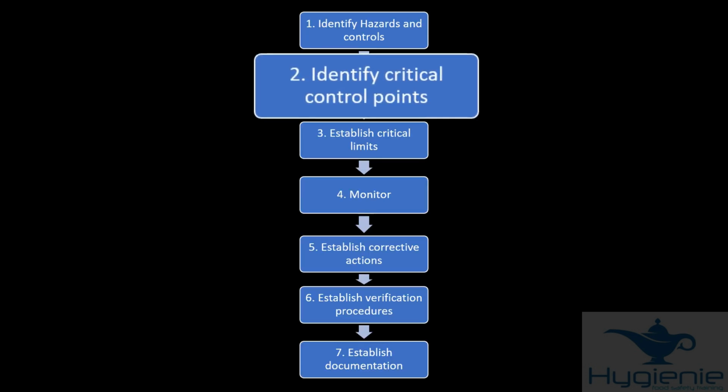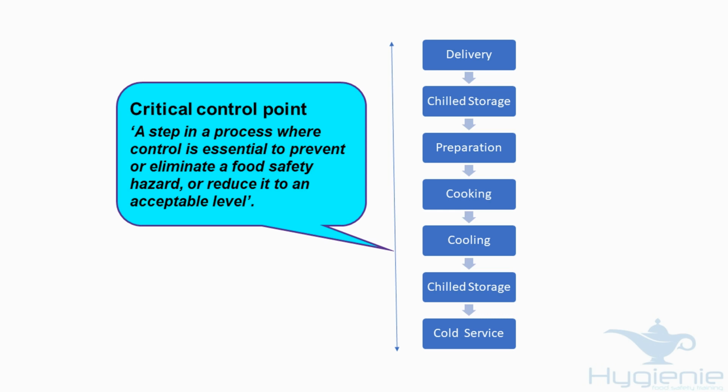Number 2. Identify critical control points. It's a step in the process where control is essential to prevent or eliminate a food safety hazard or reduce it to an acceptable level. In other words, it's the steps in the process at which, if you control them, the food is safe.